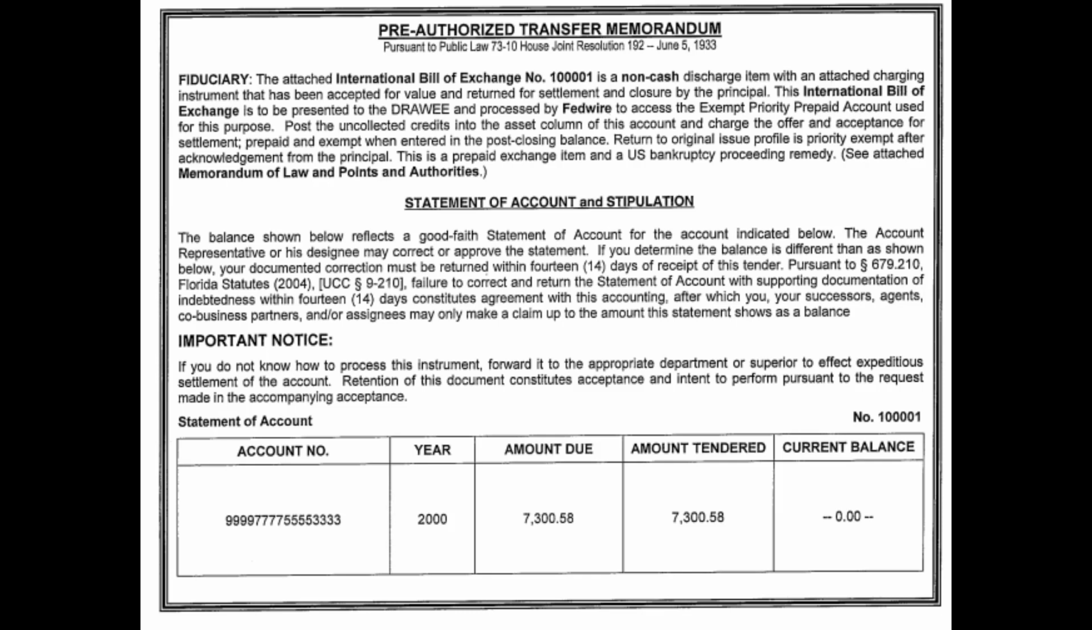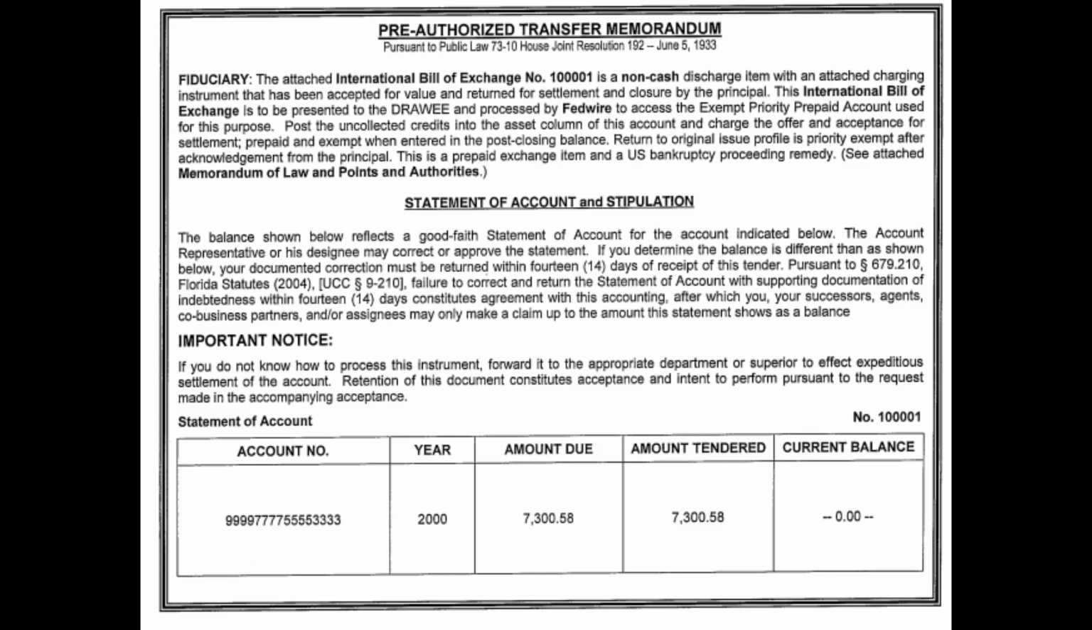So the attached international bill of exchange number XYZ is a non-cash discharge item with an attached charging instrument that has been accepted for value. And I mean, they could process this a number of different ways. They could actually accept this as cash and put it on a 1099A, 1099B, and just call it cash and send it in with their estimated tax payments on a 1040 ES, and that over to the bank. I mean to the Treasury Department when they do their taxes, and they'll get credit for it that way as well. So there's no one way to do any of this.